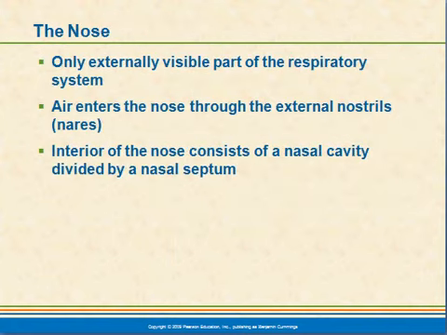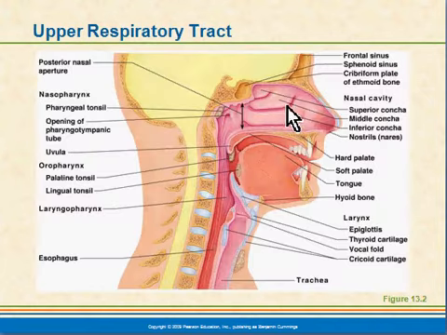The nose is the external visible part of the respiratory system, and the air enters through the openings, the nostrils or nares, and goes into the nasal cavity. Within the nasal cavity, it is divided into a right and left side by the nasal septum, and located on the walls are some structures called concha, which allow the air to get swirled around. They're sometimes referred to as turbinates.